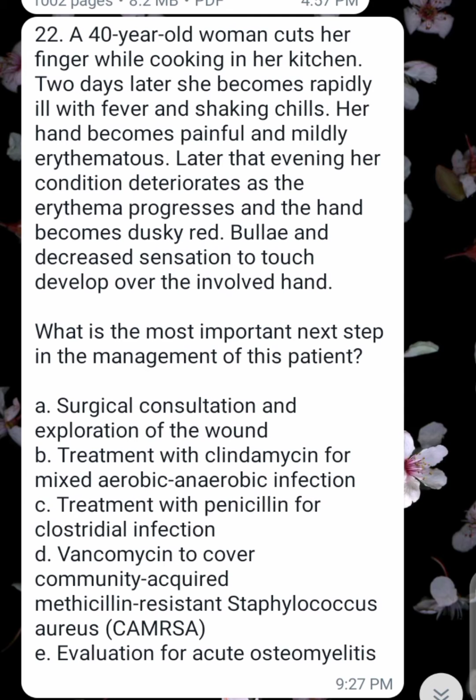What is the most important next step in the management of this patient? Surgical consultation and exploration of the wound, treatment with clindamycin for mixed aerobic and anaerobic infection, treatment with penicillin for clostridial infection, vancomycin to cover community acquired methicillin resistant Staphylococcus aureus, and evaluation for acute osteomyelitis. In this case, the correct answer is A, that is surgical consultation and exploration of the wound.